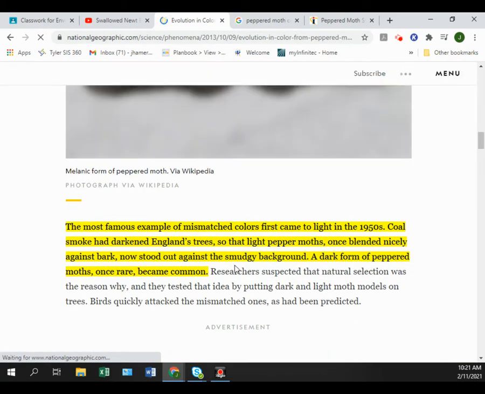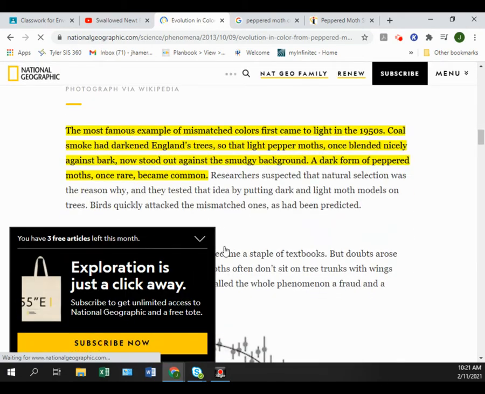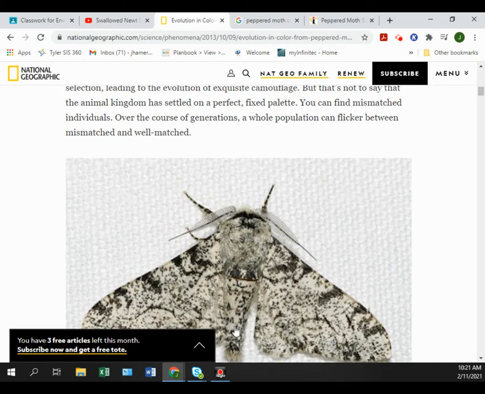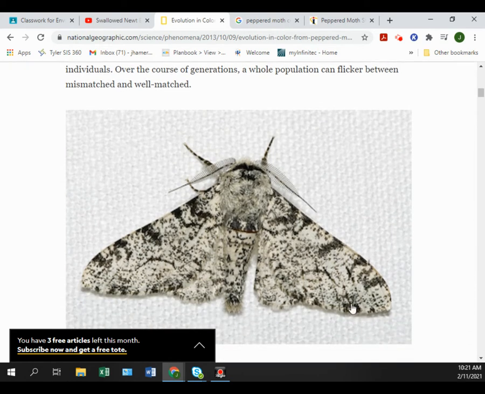So what happened with the peppered moth is, before the Industrial Revolution, the peppered moth used to look like this. And the benefit was that the tree coloring in Europe where they lived had lighter, whitish, kind of speckled bark, kind of like birch bark, right? So the camouflage would help the moth hide from predators like birds and reptiles.